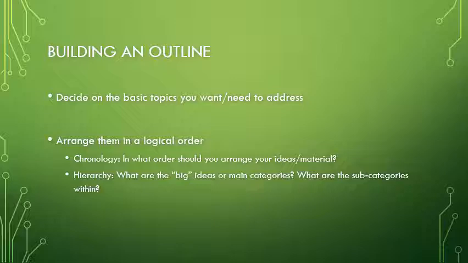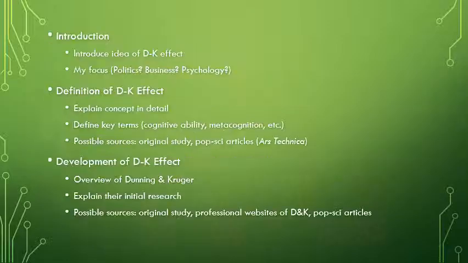And once you've decided on what the ideas are that you need to get across, you want to think about how you're going to arrange them in some sort of logical order. On the one hand, there's a chronology, basically meaning that there's a sequence. What's the order that you're going to put them in? And then also think about the hierarchy between the ideas. Some ideas are bigger, so to speak, than others. There are some that are main categories and some ideas that are really subsets of these. So think about not only how the ideas relate to each other in terms of sequence, but how they relate to each other in terms of importance or hierarchy.